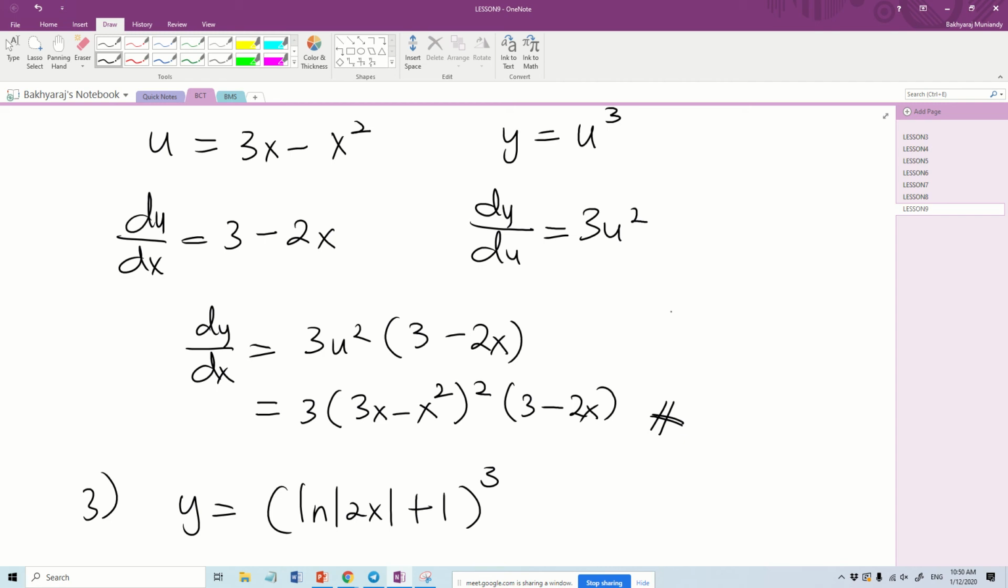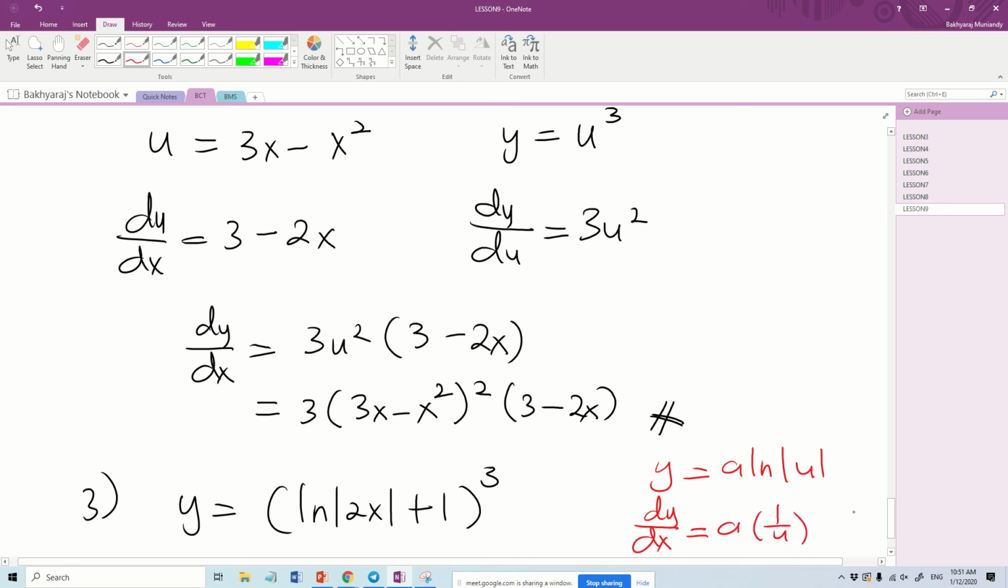Okay, remember what is the formula when you get log? So log is what? y equals a log u, so dy/dx becomes equal to a times du/dx. Betul, ini akan jadi du/dx. Okay, times du/dx. Okay, ini formula dia. So this is the formula.